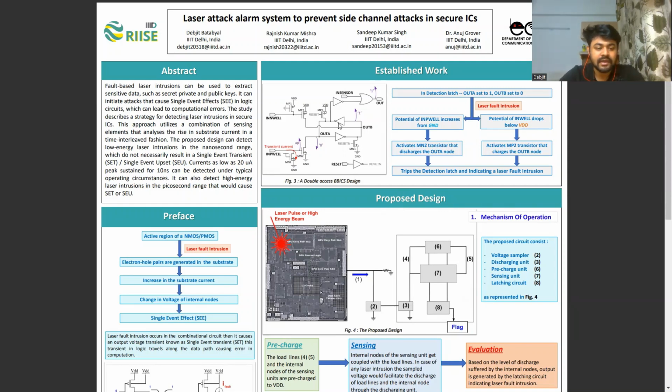Fault-based laser intrusion can be used to extract sensitive information and can initiate attacks that cause single event effects in logic circuits, which can lead to computational errors.